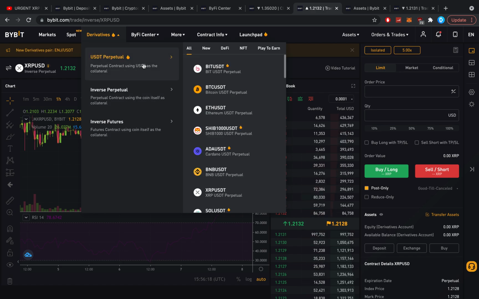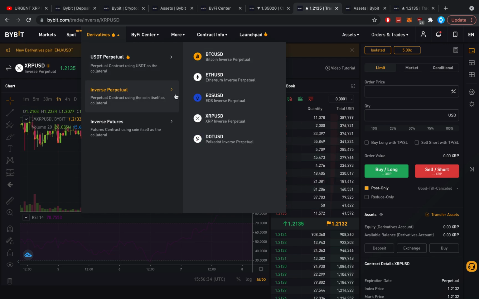USDT basically means you use USDT as a base pair. Meaning, okay, you're buying $1,000 worth of contracts, you're buying $10,000 worth, you're buying $100,000 worth, you get your profit in USDT, and everything is basically measured in USDT. The inverse perpetuals are basically that, let's say you want to trade XRP, you're getting paid in XRP, and everything is calculated in XRP.